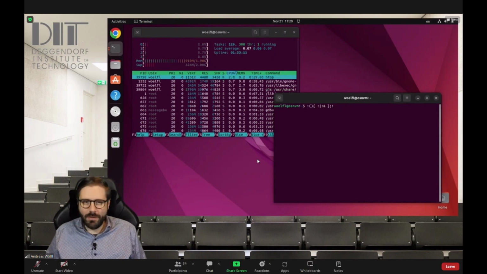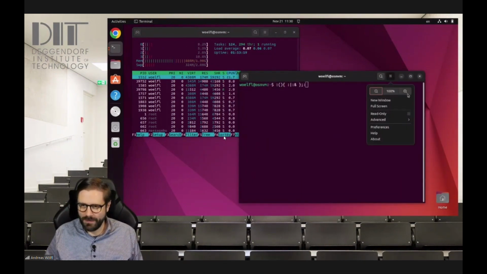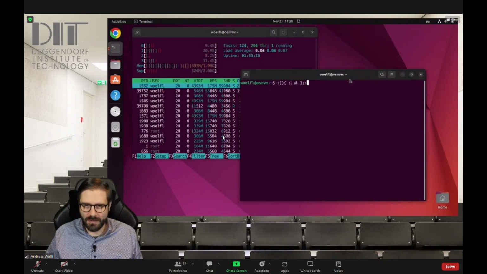Well, welcome back, everybody. Let's talk about the fork bomb. The name indicates already what is happening here. Let's make this one bigger.